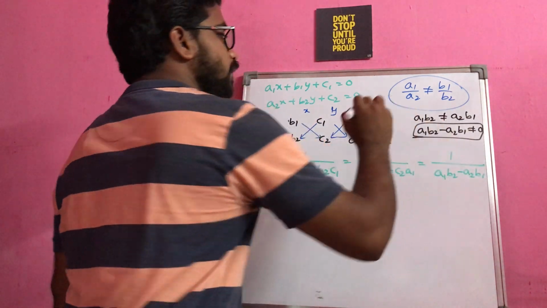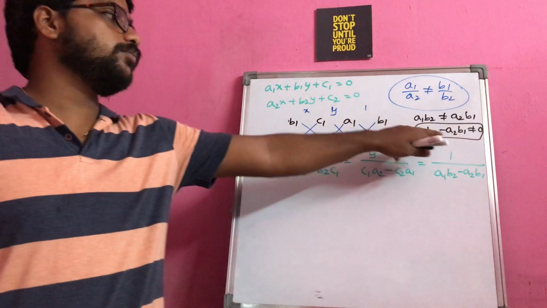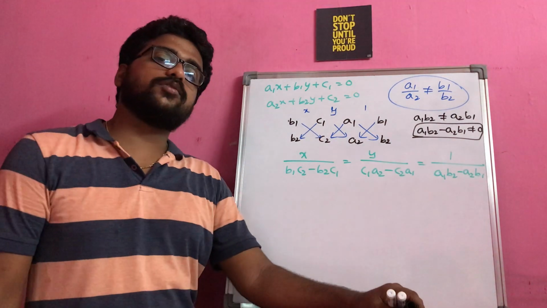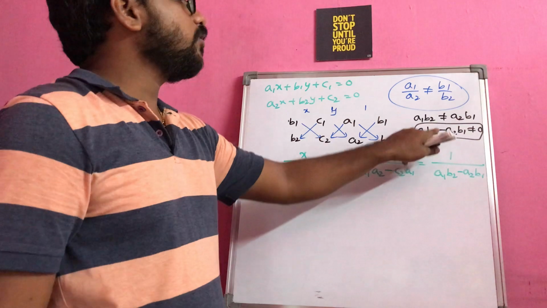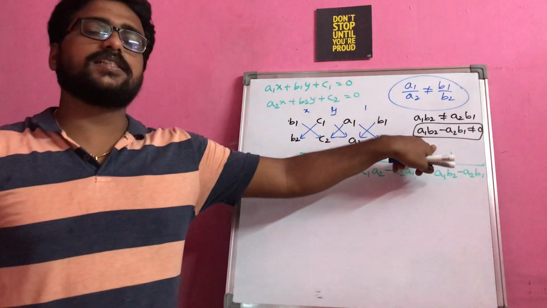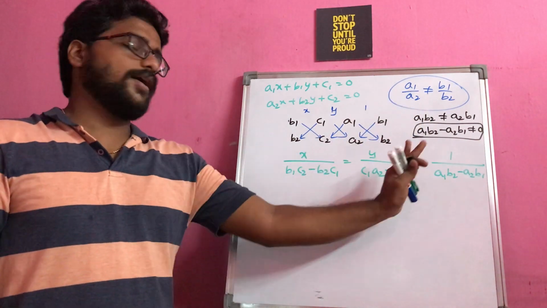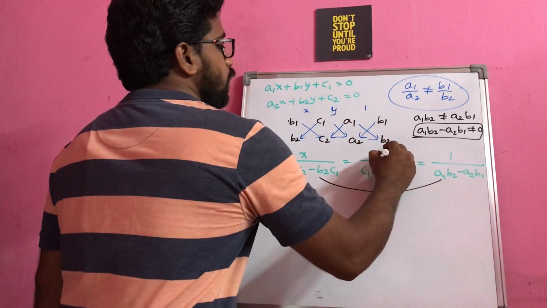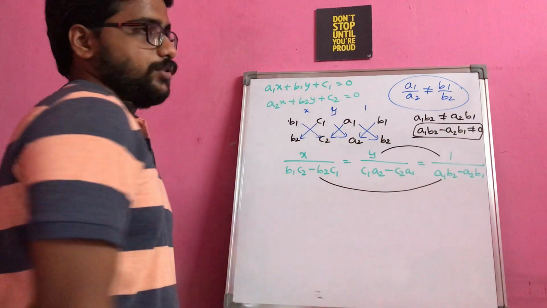This point might be clear now. If it is 0, what will happen? The denominator will be 0, and 1 divided by 0 gives you infinity. For that reason you should first cross check whether this condition is satisfied or not, and only later go for the method. If you want to find the value of x, you equate these two. If you want to find the value of y, you equate these two.